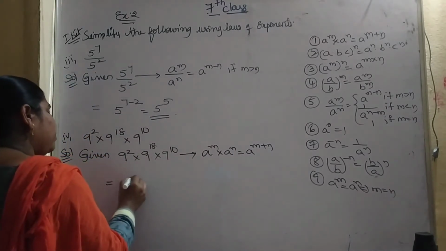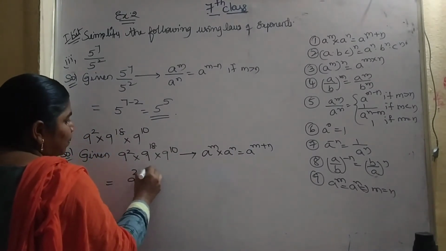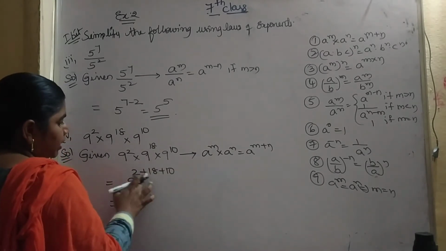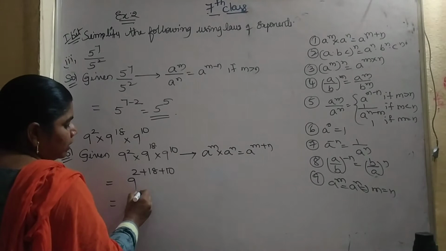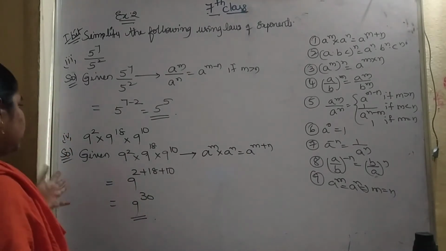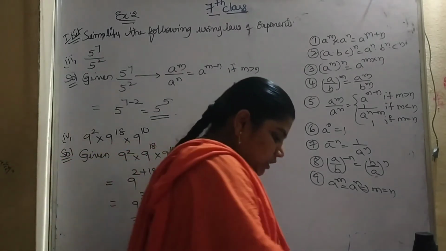So that will be 9 power 2 plus 18 plus 10. So that will be 18 plus 2 is 20, 20 plus 10 will be 30. So you got the answer as 9 power 30. So this is our fourth one. Next is the fifth one.